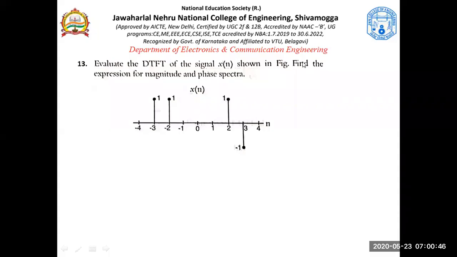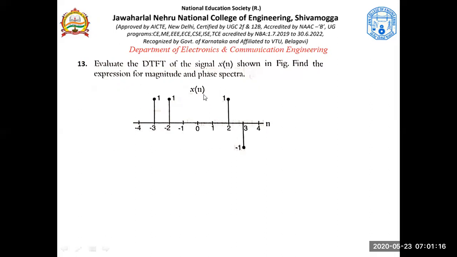Hello, everybody. Let's continue with the problems from where we had left in the last session. In this problem, also, we are asked to find out the DTFT of the signal, but how this problem is different. In the problems that we've seen so far, the expression for x of n was given, but here the sketch of x of n is given, which is quite simple.